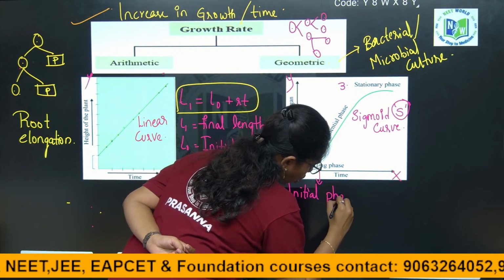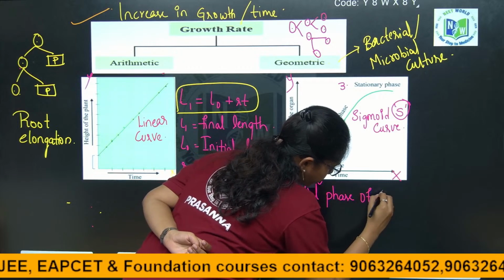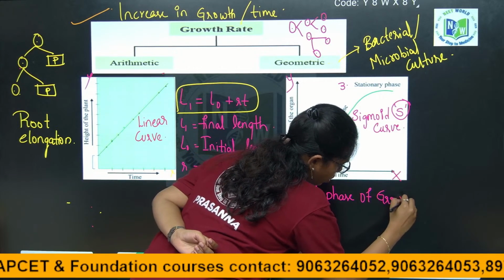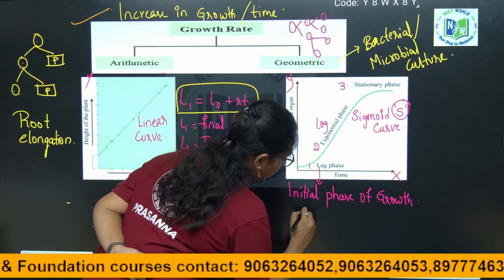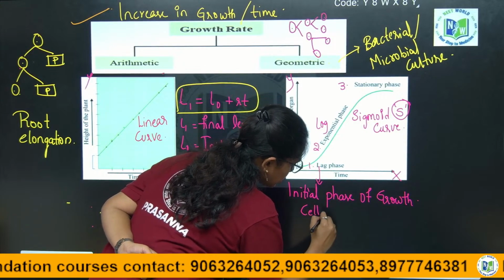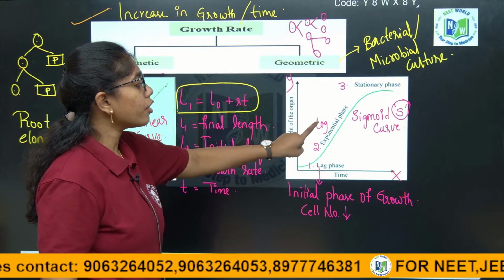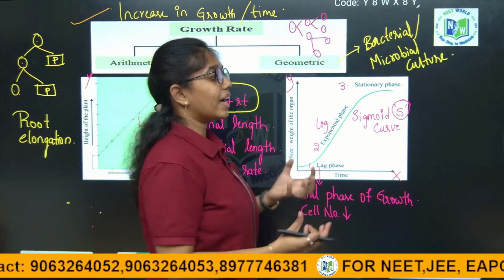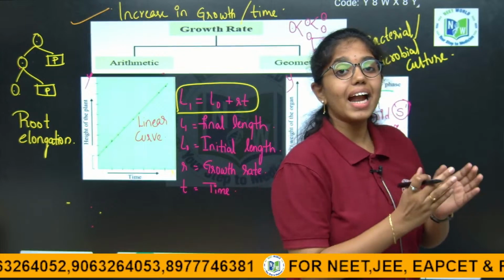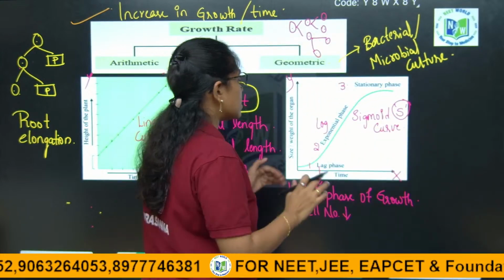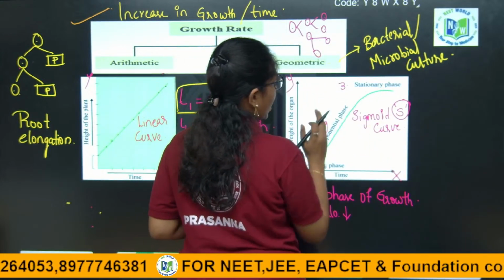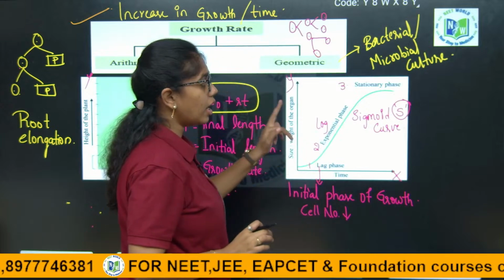During initial phase of growth, cell number is less. Then during log phase or exponential phase, gaining up all the nutrients, an increase in the cell number is seen rapidly or drastically. This you will observe in the log phase.